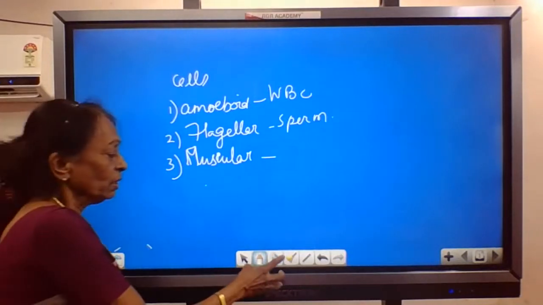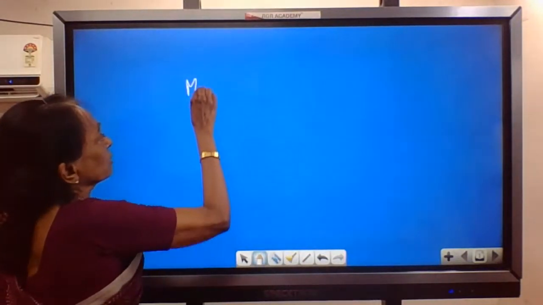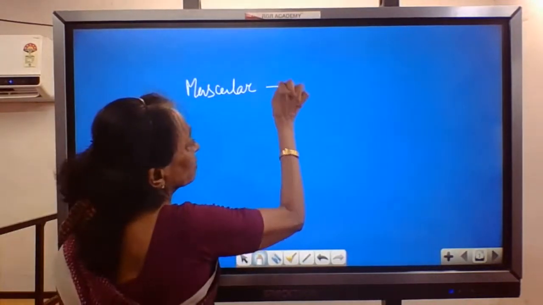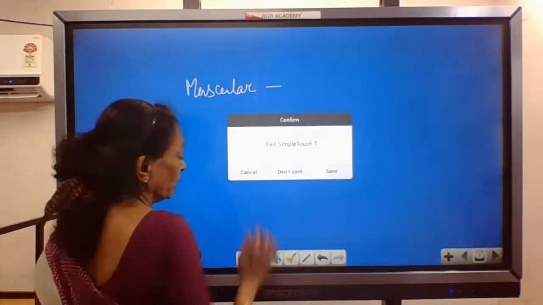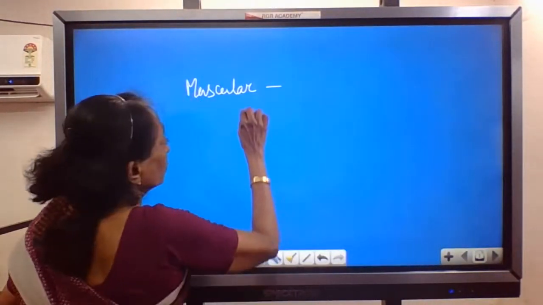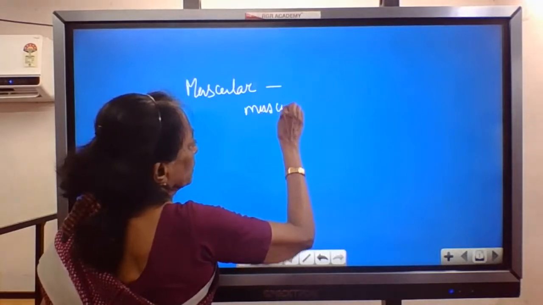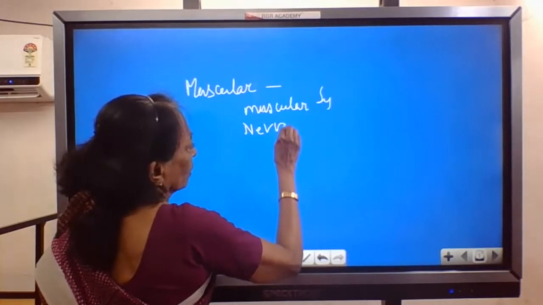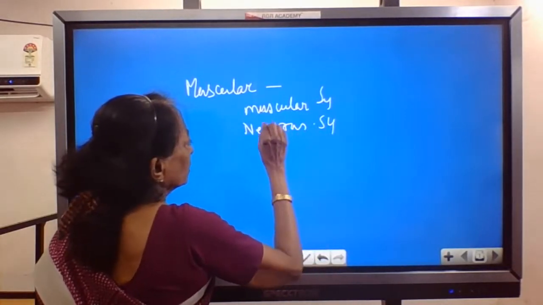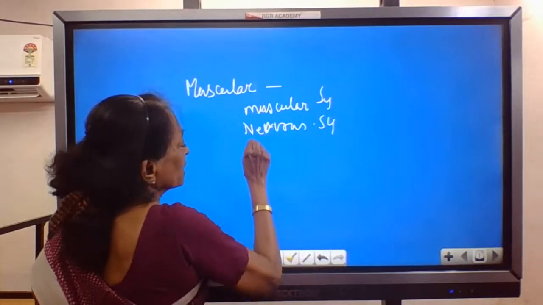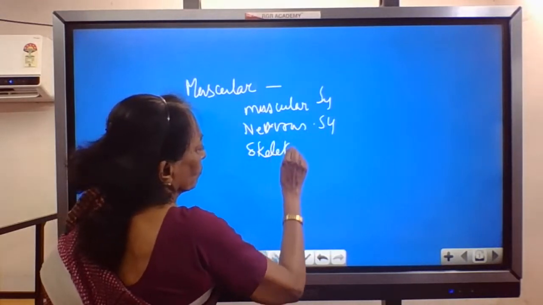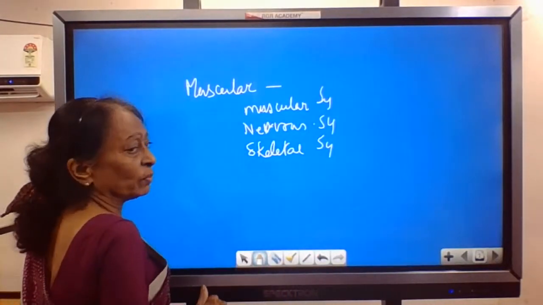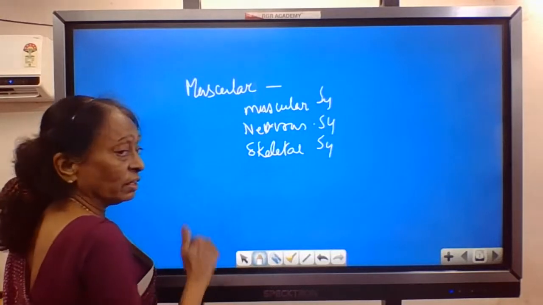The muscular movement involves coordination between three systems in your body. That is the muscular system, second the nervous system, and third the skeleton. These three systems should coordinate with one another to form the muscular movement of your body. In our body, you have three movements exhibited.